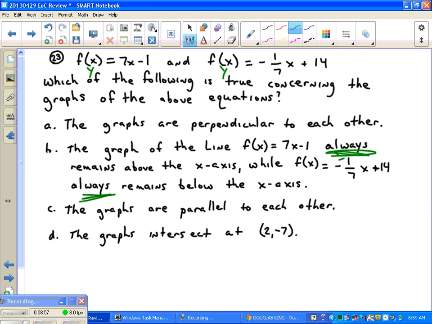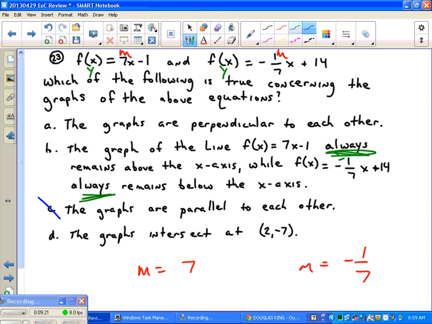Look at their slopes. They're both in y equals mx plus b form. The first one's slope is 7, and the second one's slope is -1 over 7. Okay, they're obviously not the same slope. So since they're not the same slope, they're not parallel to each other. They have to be the same. So they might be perpendicular. That's what we're trying to decide now.